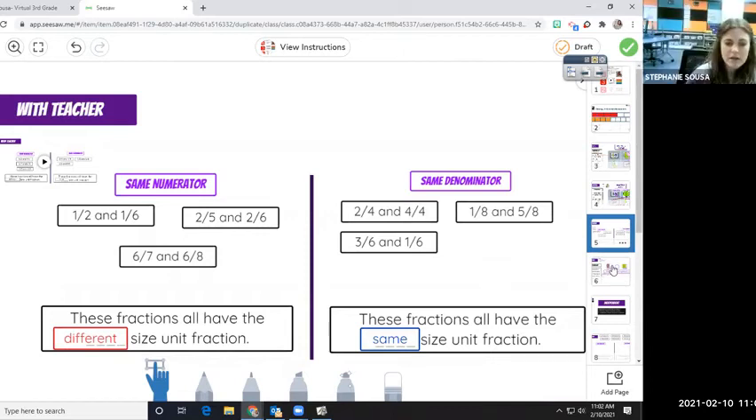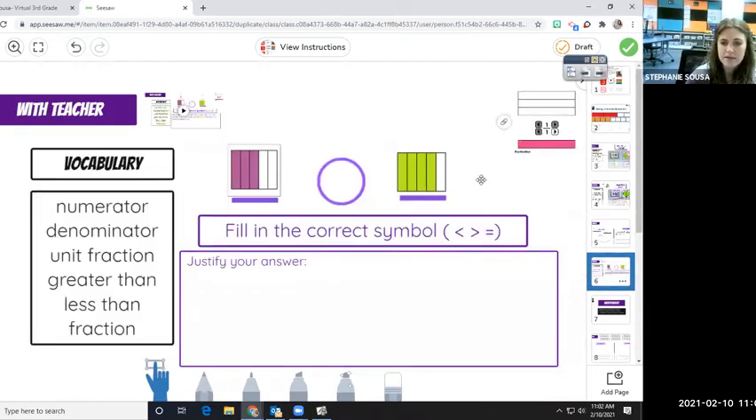Alrighty, let's take a look at slide 6. This is the last slide that we're going to look at together. This says vocabulary. As a reminder, we need to be using the words numerator, denominator, unit fraction, greater than, less than, and fraction in our justification. Okay? All right. Fill in the correct symbol.